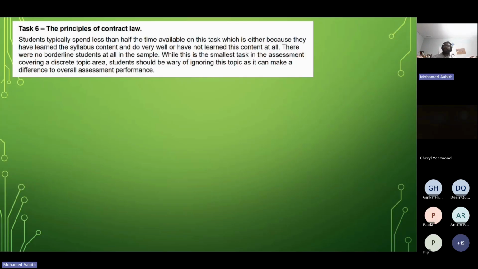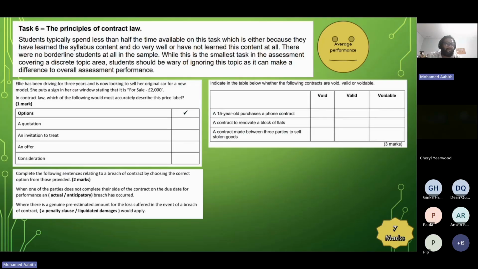It's going to be like Marmite. You guys heard about Marmite? You either love it or hate it. There's no middle ground here. While this is the smallest task in the assessment covering a discrete topic area, students should be wary of ignoring this topic, as it can make a difference to overall assessment performance. I always say that. Nothing is too small here, guys. Do not leave the early marks. So this one is the average performance question. It carries 7 marks altogether. This is an example of one of them.